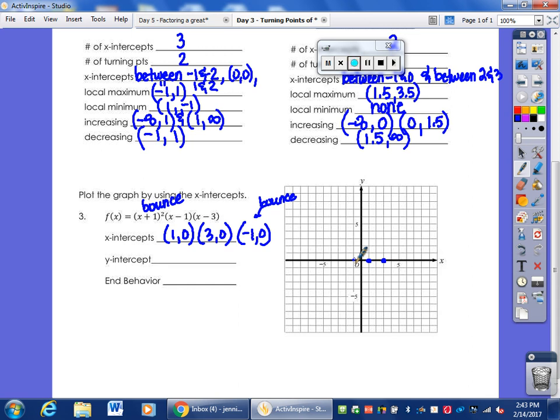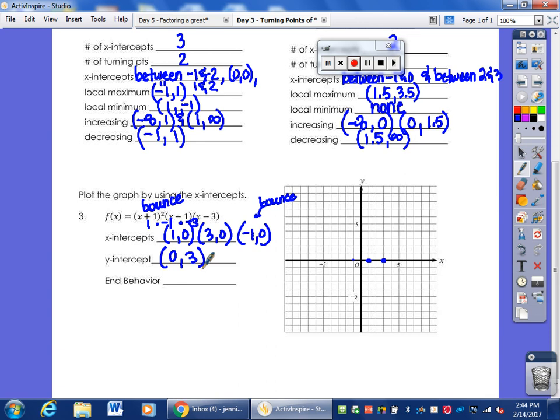The y-intercept, you're going to put a 0 in for all the x's. So if I do 0 plus 1, that's 1 squared is 1. 0 minus 1 is -1. So we have 1 times -1 times 0 minus 3 is -3. So this becomes 0, comma 3.